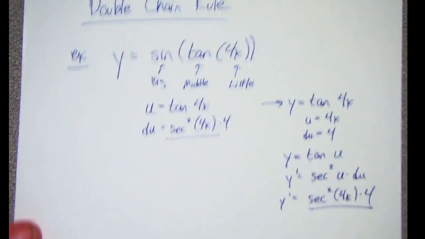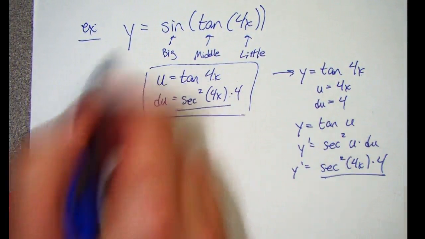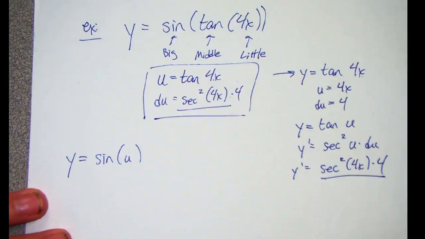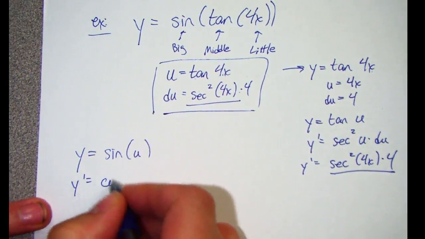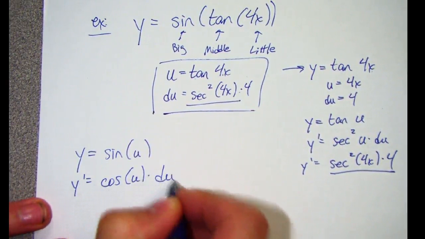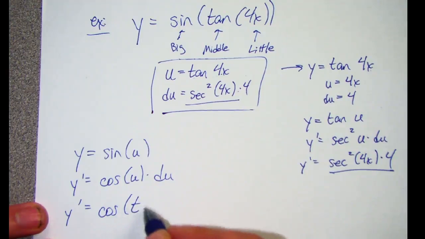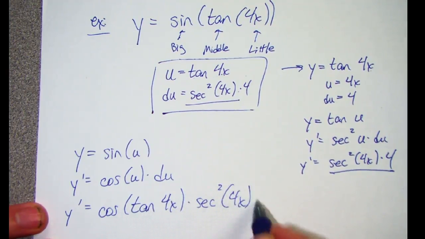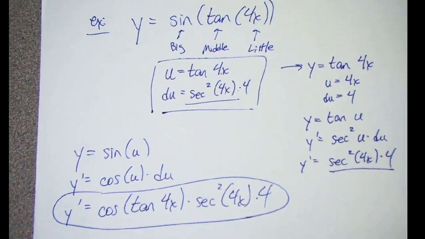I'm not even done. All I did here was find out what u and du is. I still have to plug back into the original problem. So now this is sine of u. The derivative of sine of u is cosine of u times du. Now I plug back in u and du. So this is my end result.